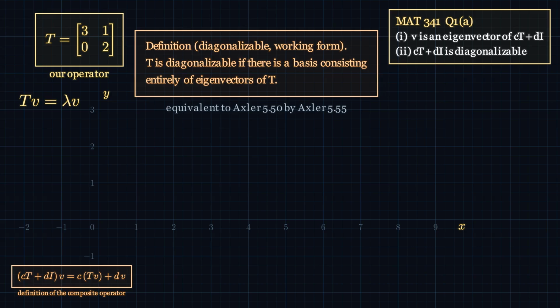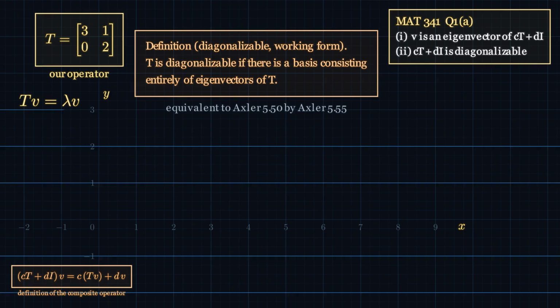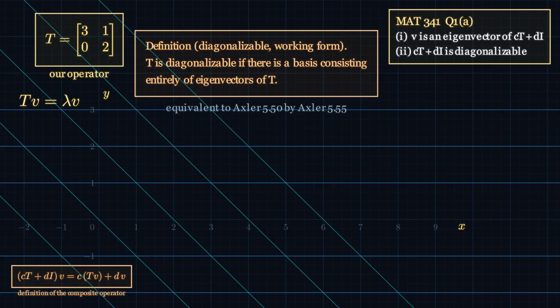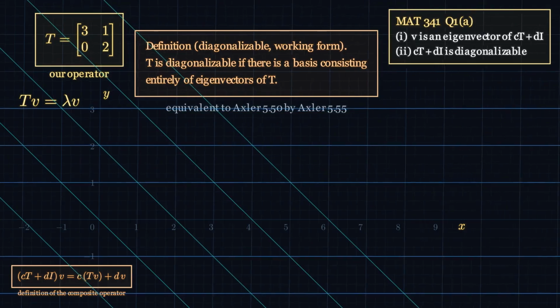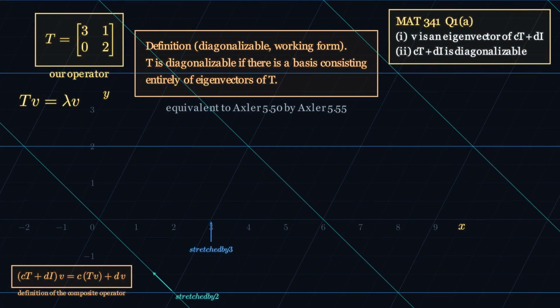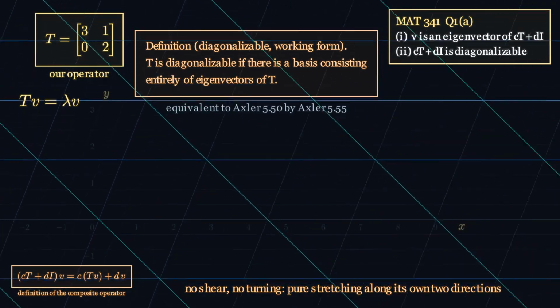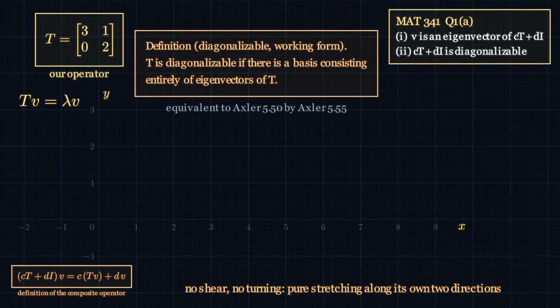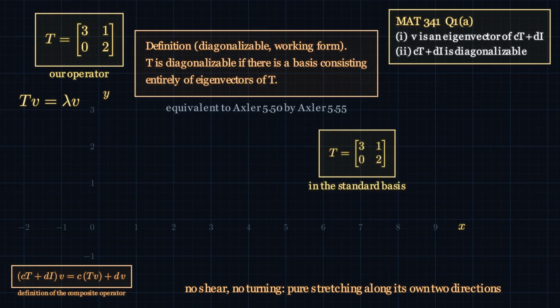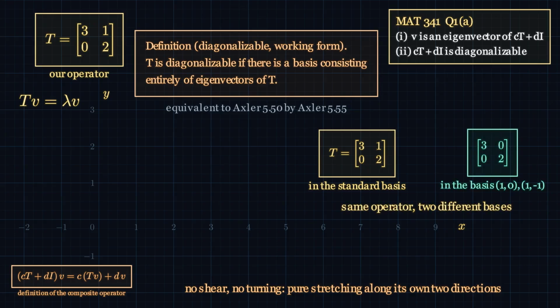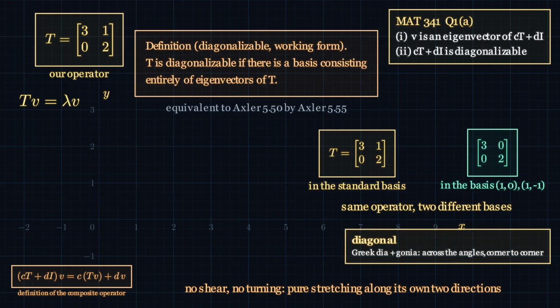Feel what that buys you. In such a basis, every building direction is a direction the operator cannot turn. So the operator's entire action is just stretch the first basis direction by its own number, the second by its own number, and so on. Written as an array in that basis, the operator has its eigenvalues down the diagonal and zeros everywhere else, which is where the name comes from. Diagonal is Greek too. Dia, across, gonia, angle, the line running corner to corner. Our running operator qualifies. The 2 eigenvectors we found form a basis of the plane, as you watched them do.